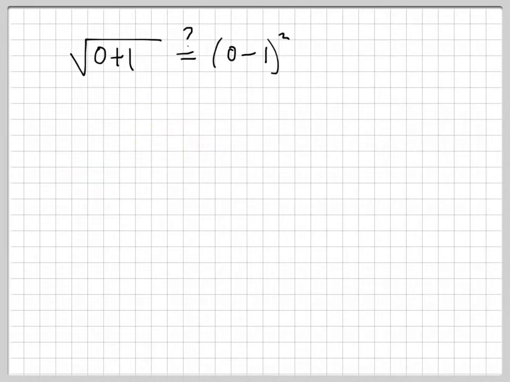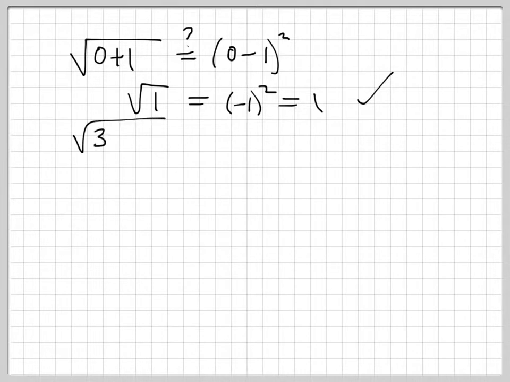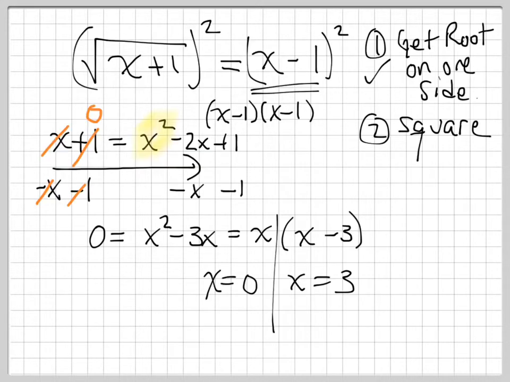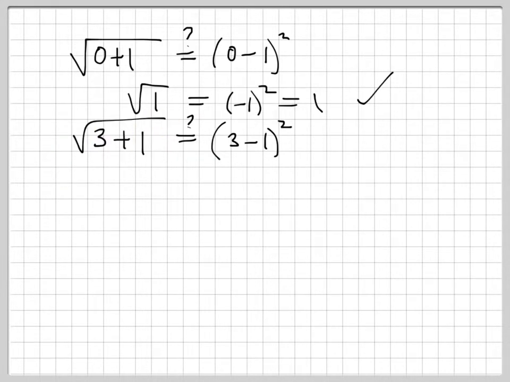So let's check. The square root of 0 plus 1, does that equal 0 minus 1 squared? Well, that's radical 1 equals negative 1 squared equals 1. That's true. The square root of 3 plus 1, does that equal 3 minus 1 squared? My apologies, sorry. This one worked.